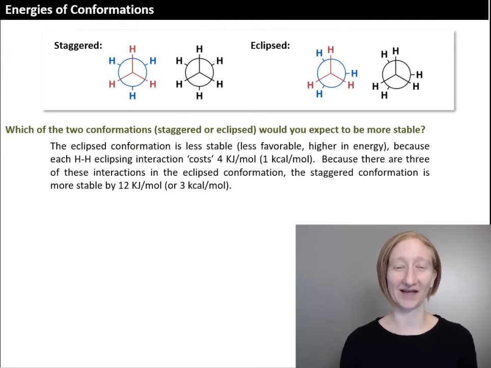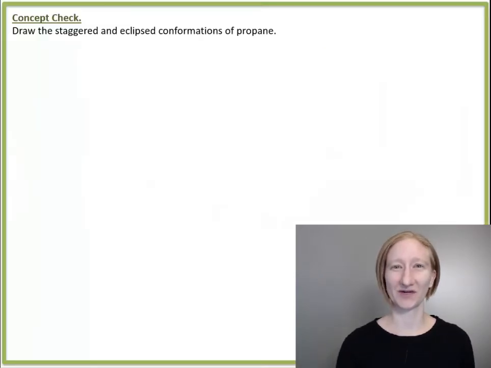Those energies are additive, so the staggered conformation of ethane is 12 kilojoules per mole lower in energy, or more stable than the eclipsed conformation. This type of energy cost is referred to as torsional strain. Let's pause for a quick concept check question. Take a minute to draw both the staggered and eclipsed conformations of propane.